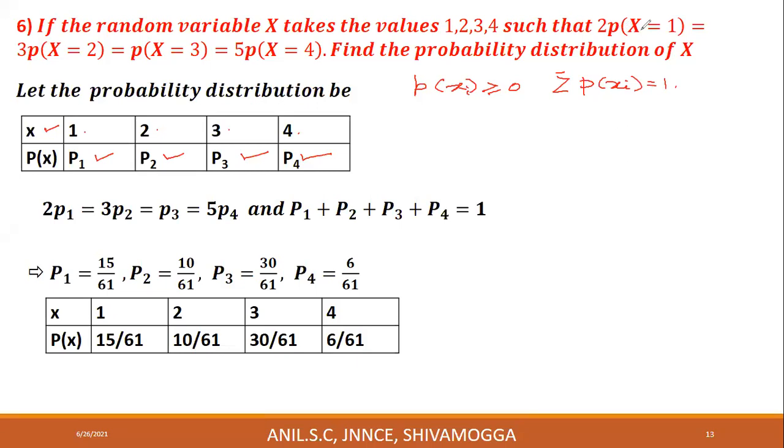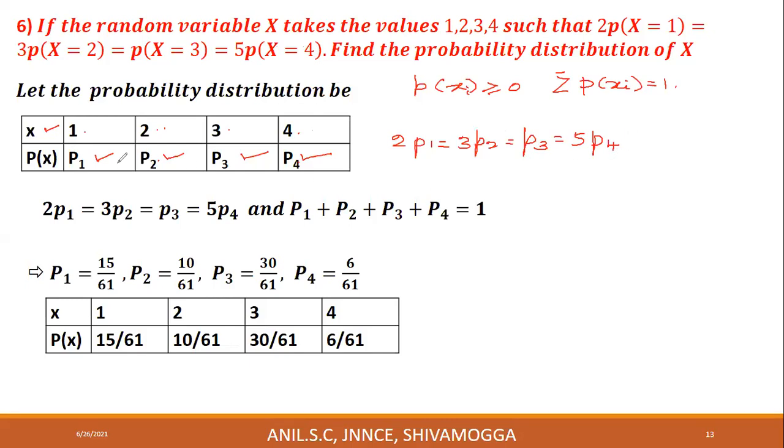It is given that 2P(x = 1). When x is equal to 1, probability is p1. Therefore, this is 2p1. This is equal to 3P(x = 2), and P when x is equal to 2 is denoted by p2. P when x is equal to 3 is denoted by p3. This is equal to 5P(x = 4). When x is equal to 4, probability is p4. Therefore, 5p4. This is the given condition.